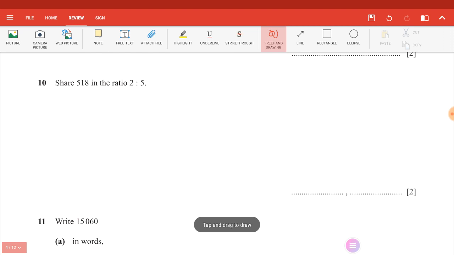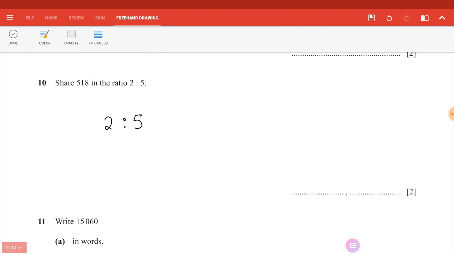Share 518 in the ratio 2 to 5. The total here is 7, and the total is 518. To know this and this, you can do a cross multiplication, or you can divide 518 by 7. The answer will be, I think, 74. Then multiply the number by 5 to get this number, multiply by 2 to get this number. Let me first make sure of the division.